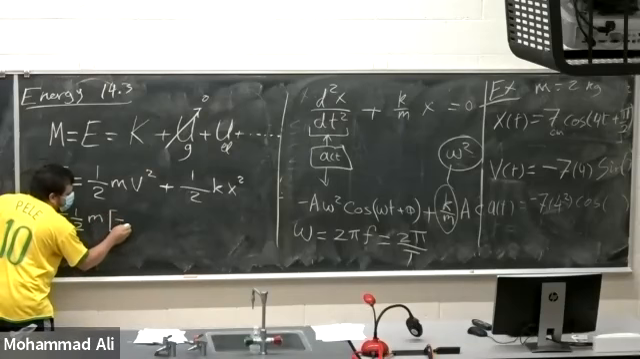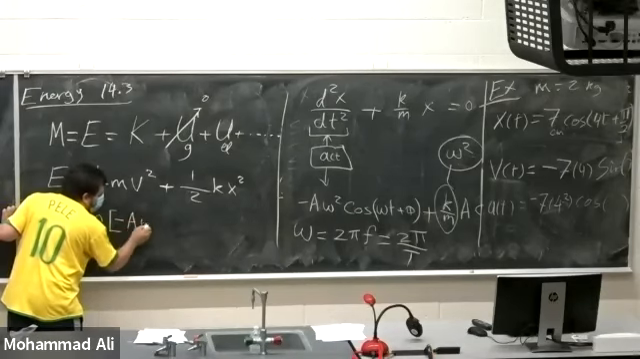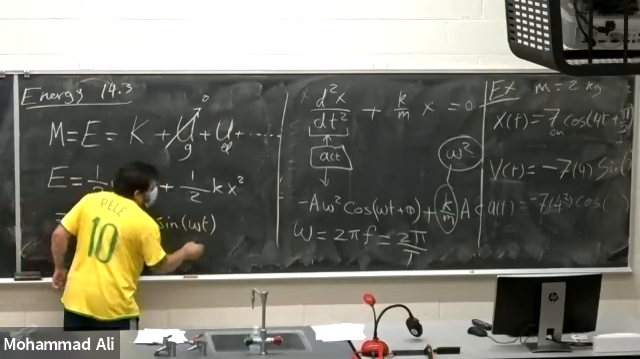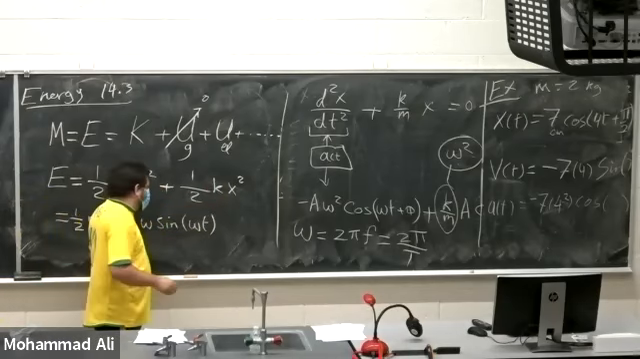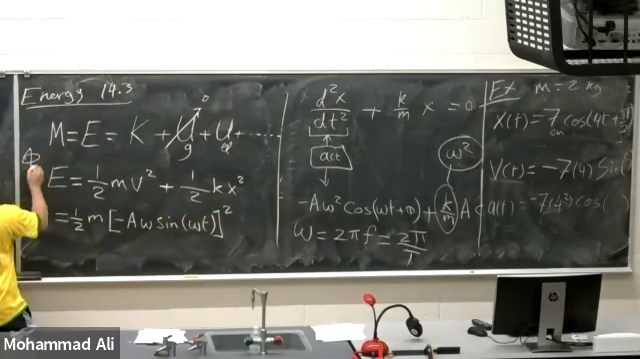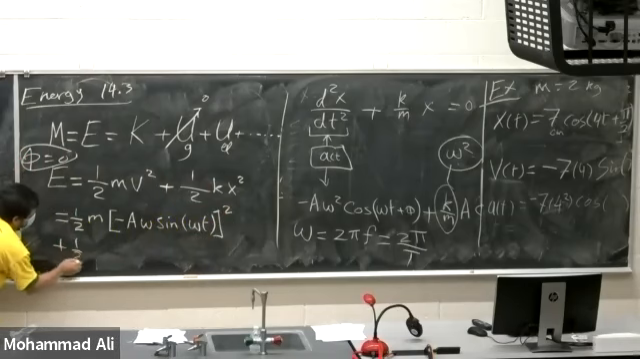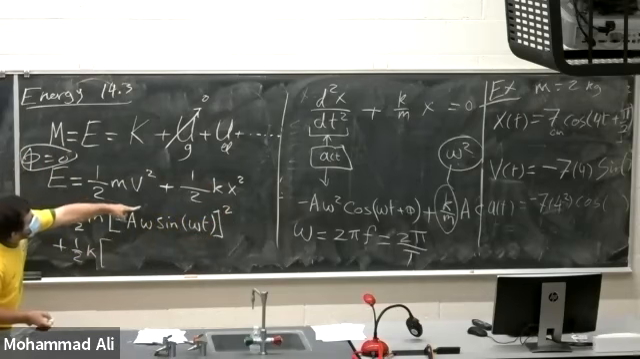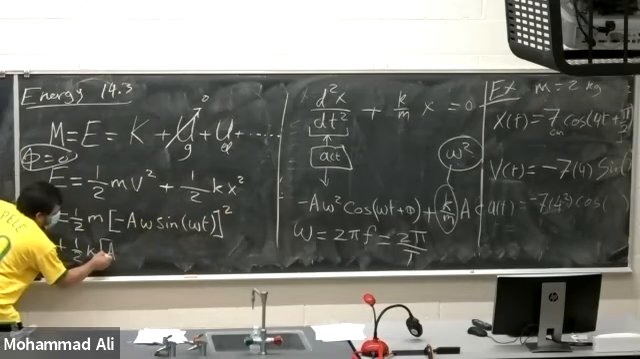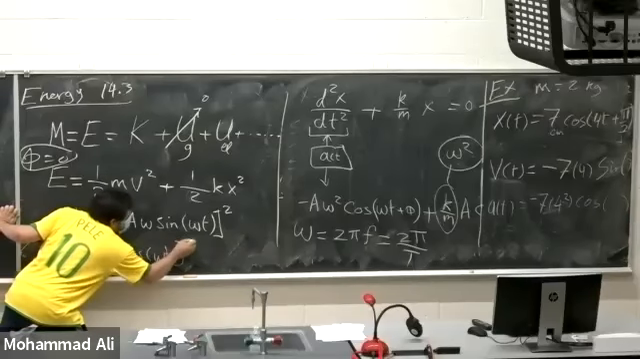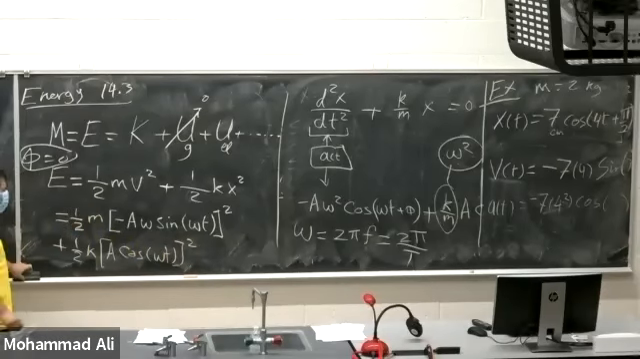It is negative a omega sine omega t. I will assume phi is zero to make it simple. Plus 1/2 k. Again, what is the position function? It is a, the amplitude, cosine omega t, squared. Phi is zero. We don't have anything else.